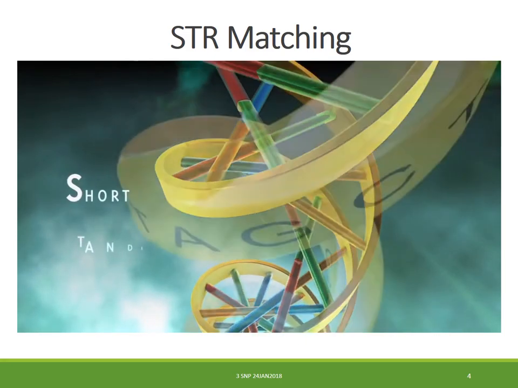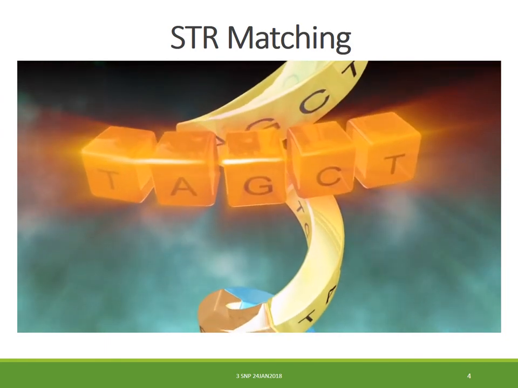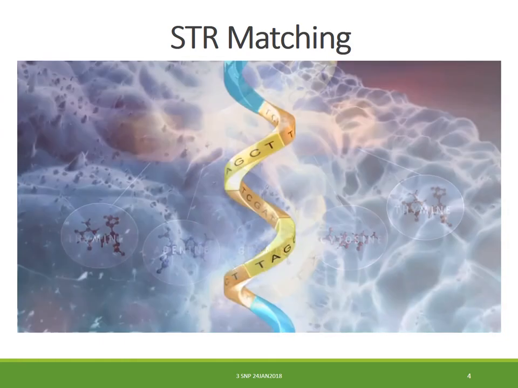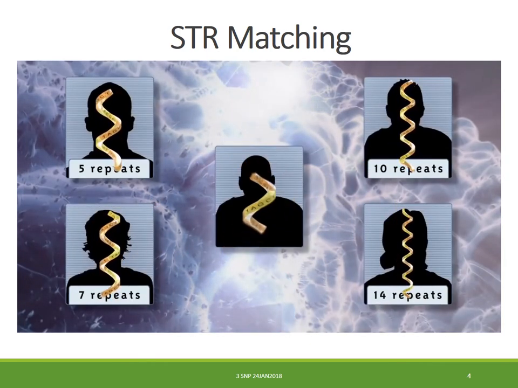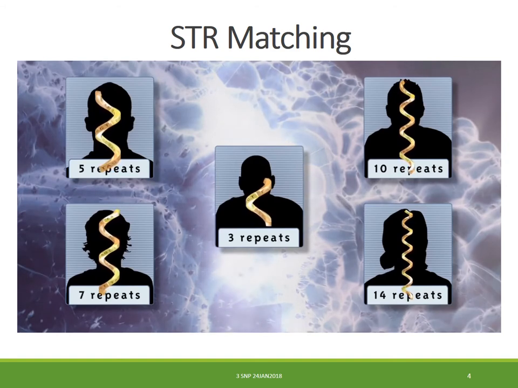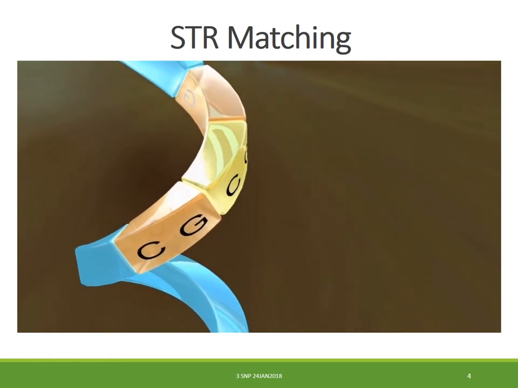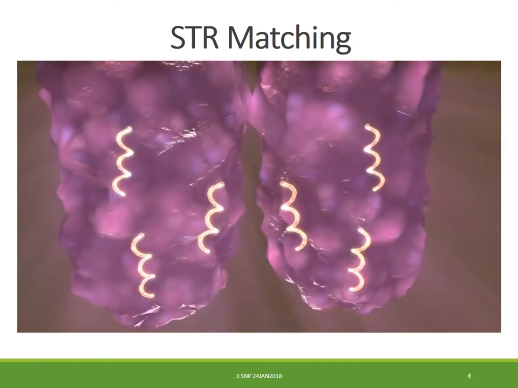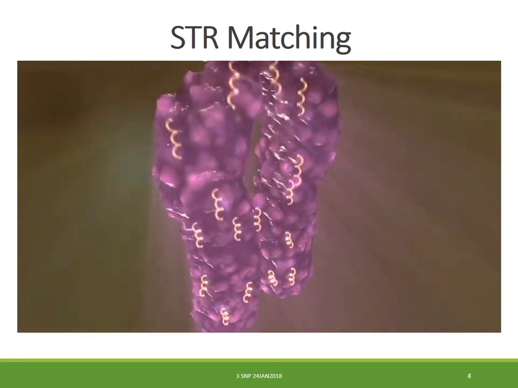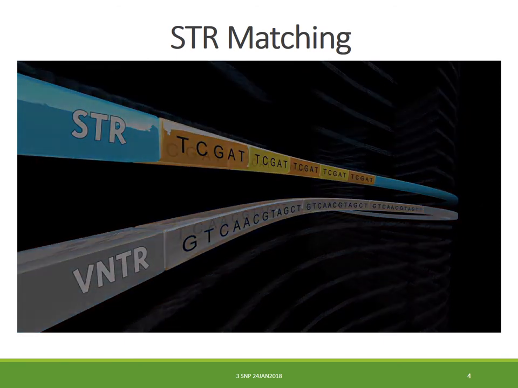A short tandem repeat, or STR, is a region of DNA composed of a short sequence of nucleotides repeated many times. Since the number of repeated sequences in a given STR varies from person to person, pinpointing these variants can be useful in DNA fingerprinting. As the name implies, the repeated stretches in STRs are short, only 2 to 10 base pairs long. For this reason, and because they are dispersed more evenly throughout the genome than the longer variable number tandem repeats, or VNTRs, STRs are favored by forensic labs.